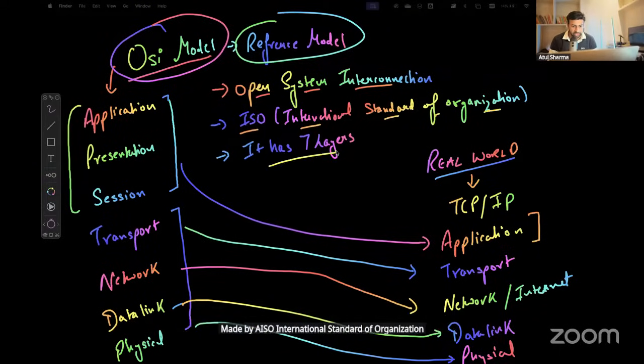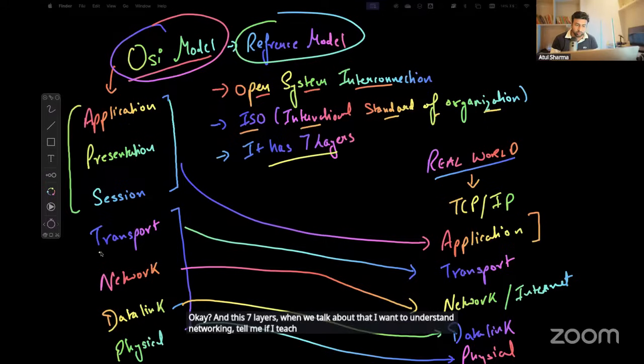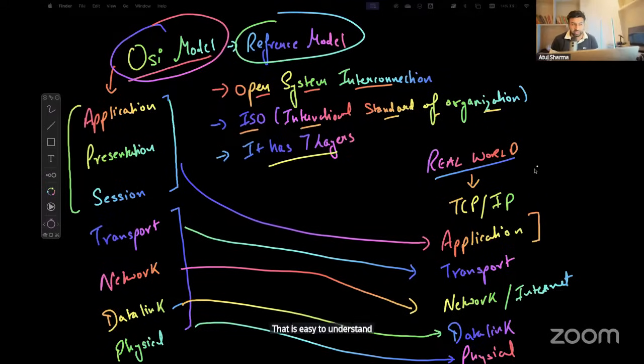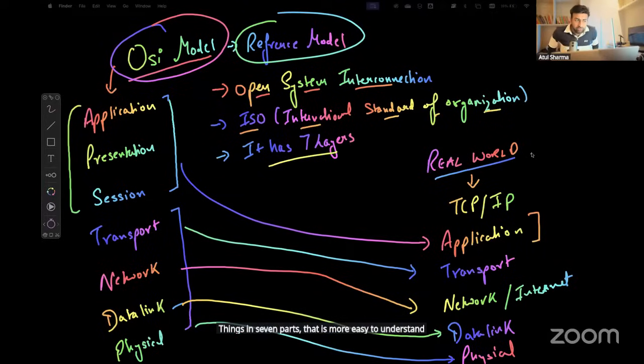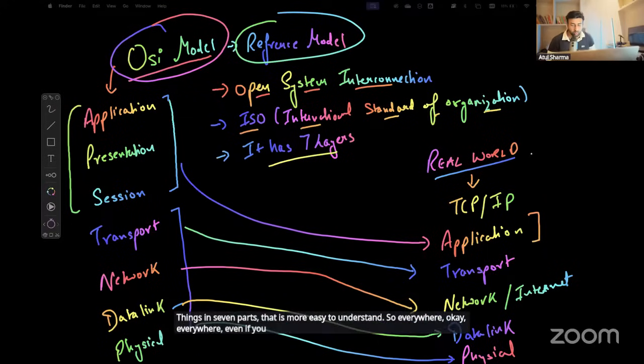It has 7 layers. And when we talk about this, I want to understand networking. Tell me, if I teach you 7 steps, is that easy to understand, or if I teach you 4 or 5 steps, is that easy to understand? Obviously, if I break down things in 7 parts, that is easier to understand. So everywhere, even if you check Cisco.